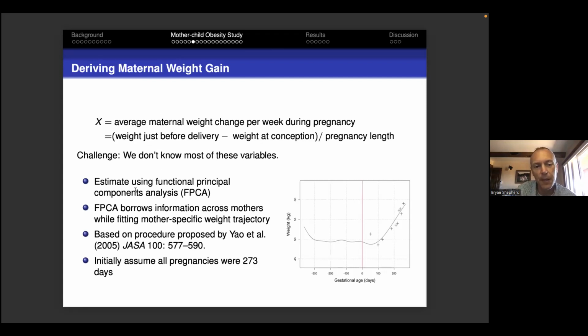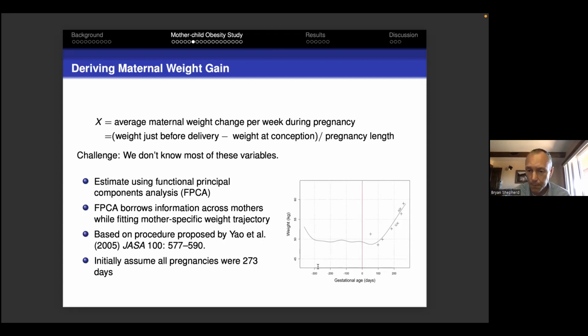So what we did is we estimated the trajectories of mother's weight gain using functional principal components analysis. You could dedicate a whole talk or two to this FPCA, and I'm not going to. But the essential idea is it borrows information from mothers while fitting a mother-specific weight trajectory for each mother. And we're following a procedure published earlier in JASA. Initially, we did not have the estimated length of the pregnancy, and so we assumed that all pregnancies were 273 days for our initial pass, because that wasn't something that was easily extracted from the electronic health record by the programmers.